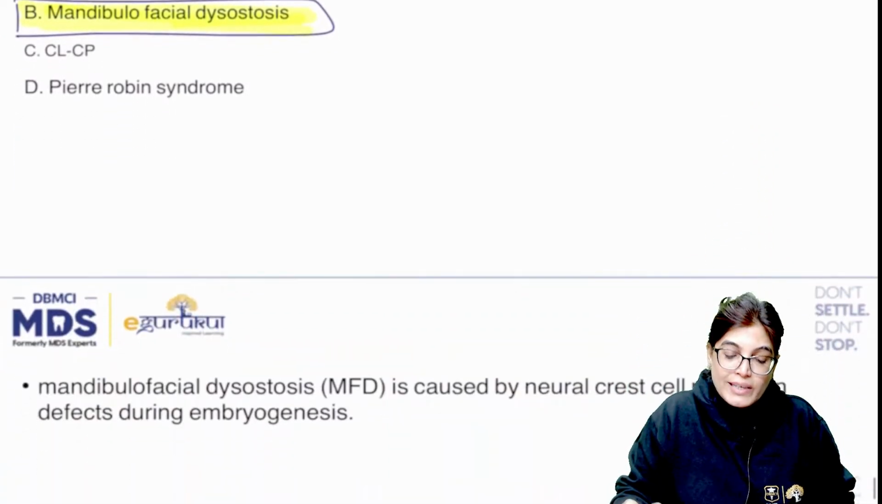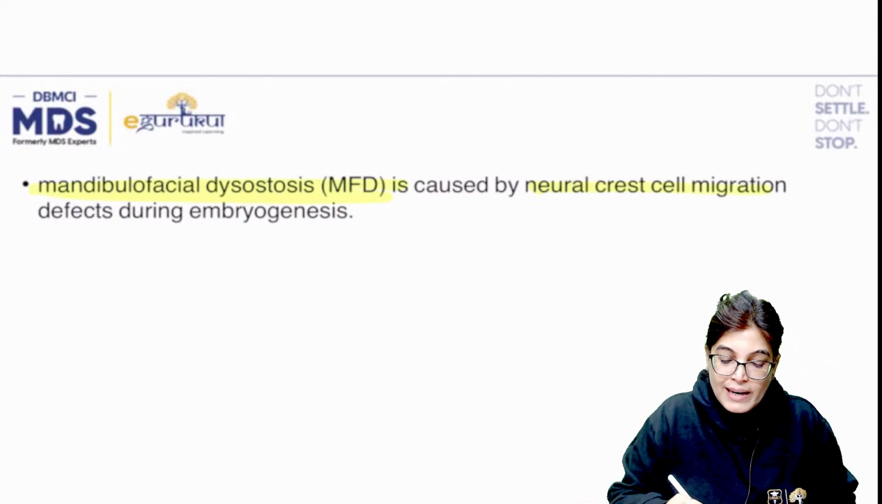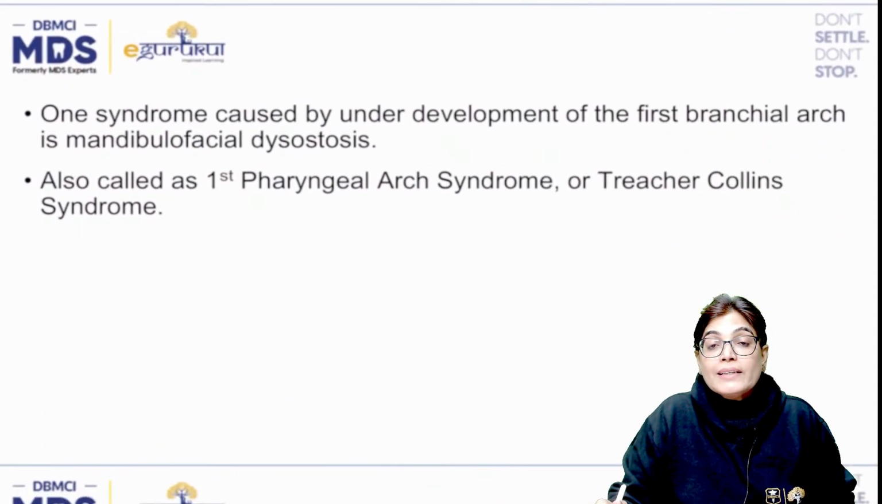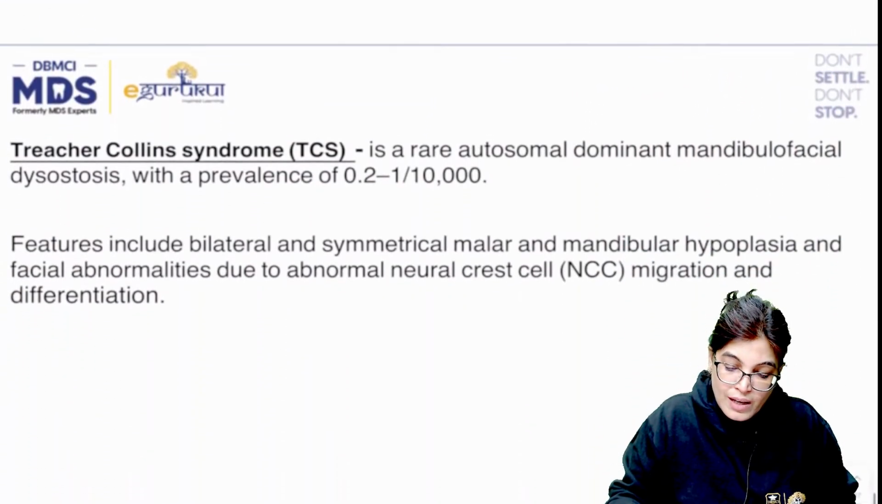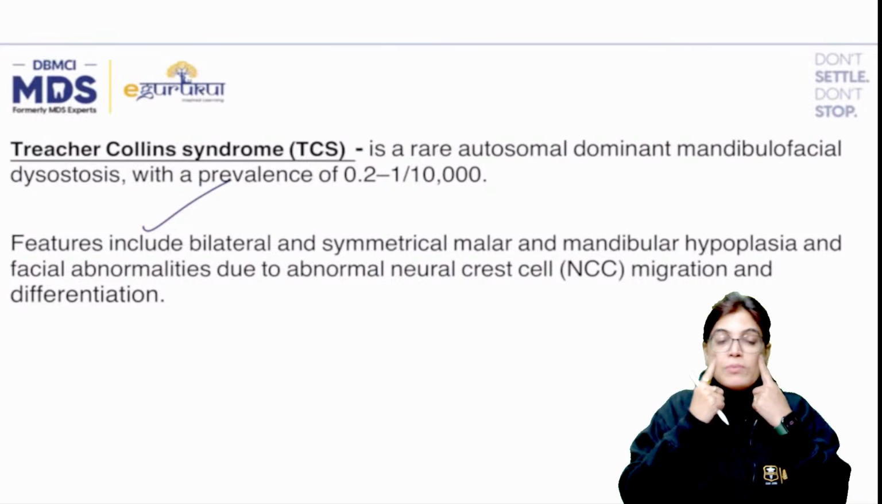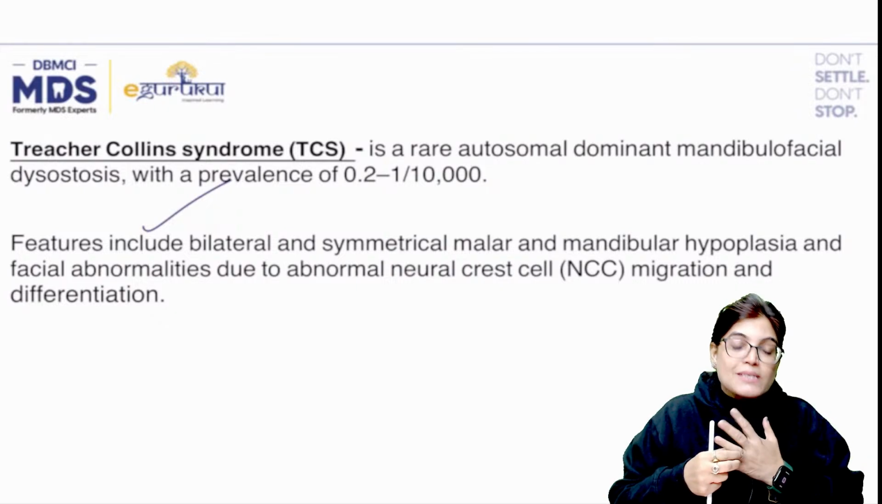Treacher-Collins syndrome. Mandibulofacial dystosis is due to neural crest migration defect during embryogenesis. One of the syndromes caused due to the underdevelopment of the first pharyngeal arch is called mandibulofacial dystosis, first arch syndrome, Treacher-Collins syndrome. It is an autosomal dominant condition, including bilateral symmetrical malar and mandibular hypoplasia along with abnormalities in the neural crest cells migration.